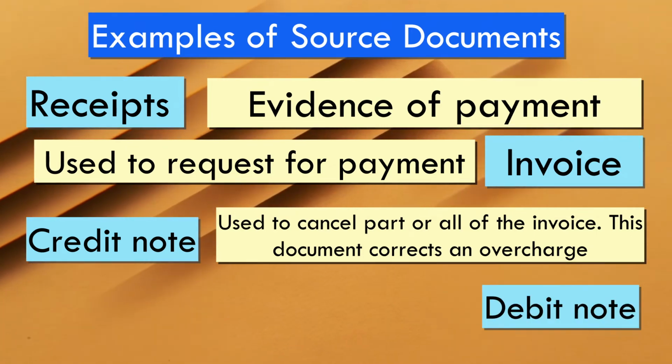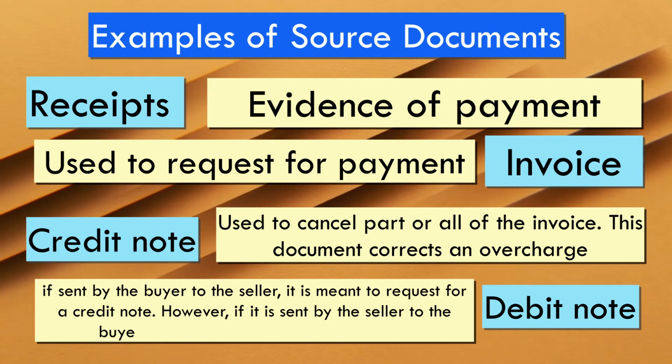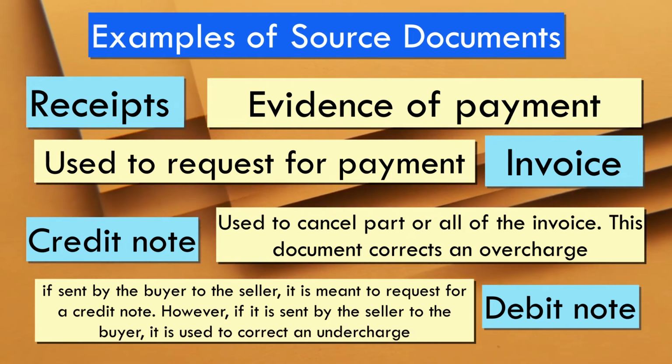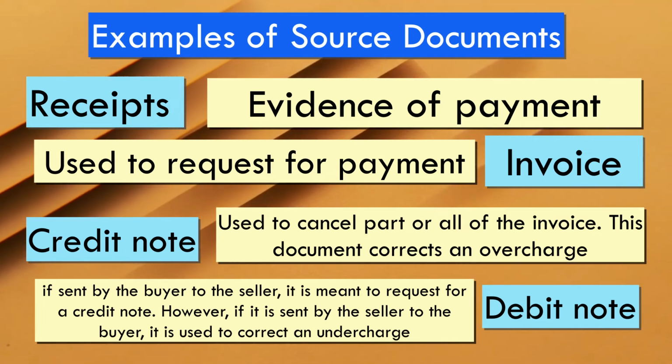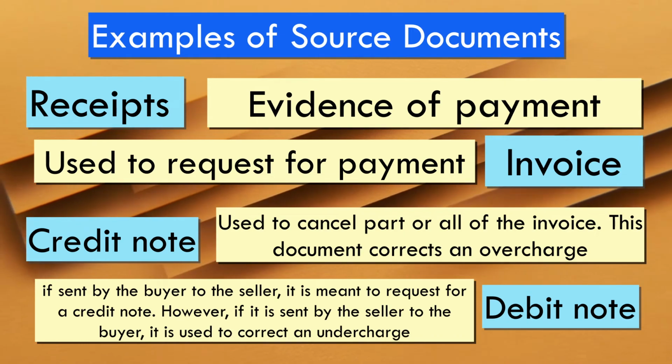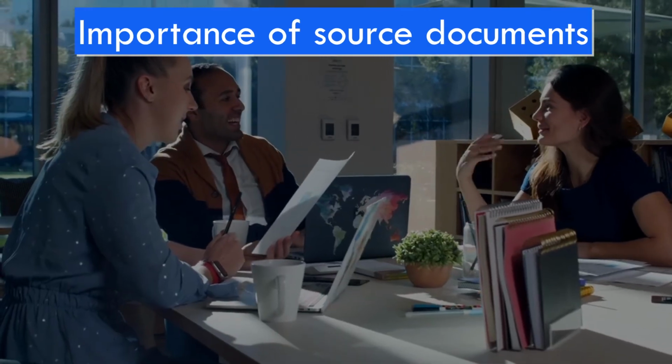4. Debit note. If a debit note is sent by the buyer to the seller, it is meant to request for a credit note. However, if it is sent by the seller to the buyer, it is used to correct an undercharge. Importance of source documents.